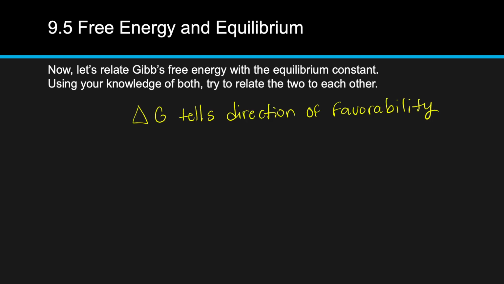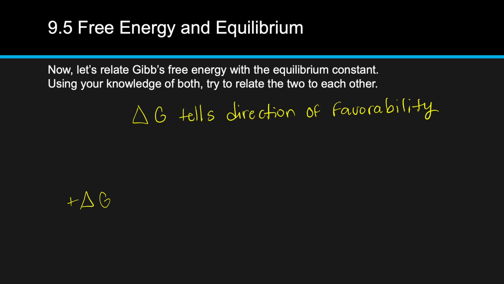So delta G is going to tell us the direction of favorability, meaning if I have a negative delta G, I know that I have a thermodynamically favored reaction or a spontaneous reaction, and I know it's going to form products. If I have a positive delta G, it means I am not favorable, which means I'm going to be lying in terms of equilibrium on the reactant side of things. I'm not going to be forming products because I'm not spontaneous.